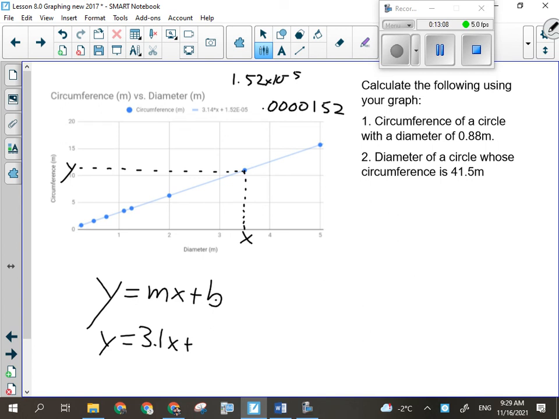B is my y-intercept. It's where my trend line crosses the y-axis. For this graph, it should really be 0, but there's experimental error here, and we're getting this incredibly small number, because a circle with a diameter of 0 would also have a circumference of 0. If it's got no diameter, it's not a circle, it's a point. Circumference is pi times diameter. Diameter is 0. Circumference is 0. Are you following me there? So b is where your line crosses the y-axis. In this case, it's down here.